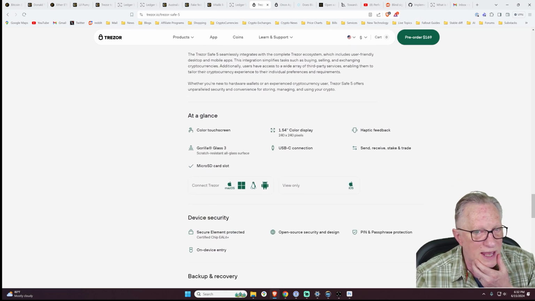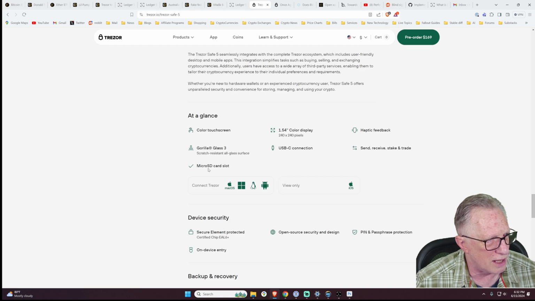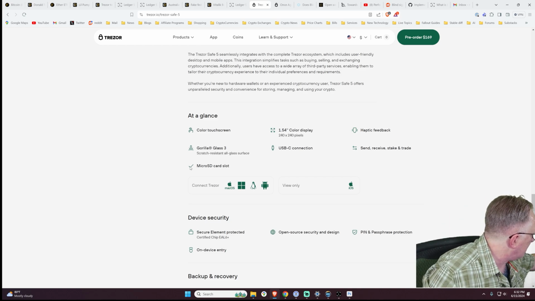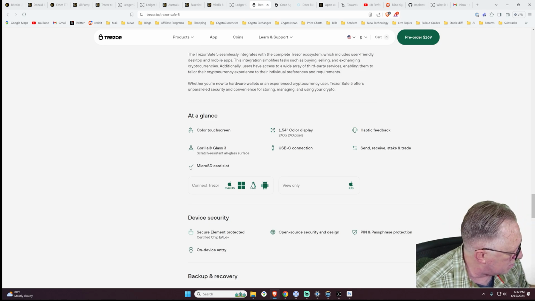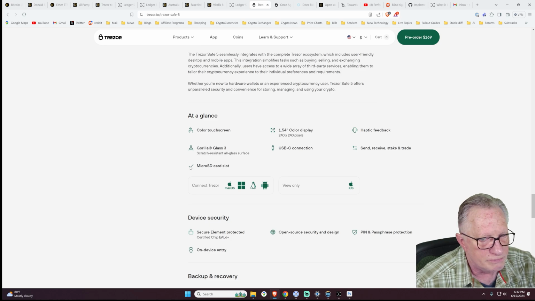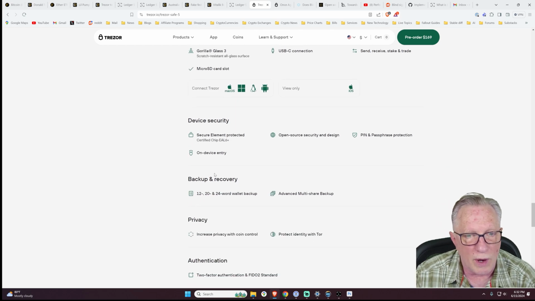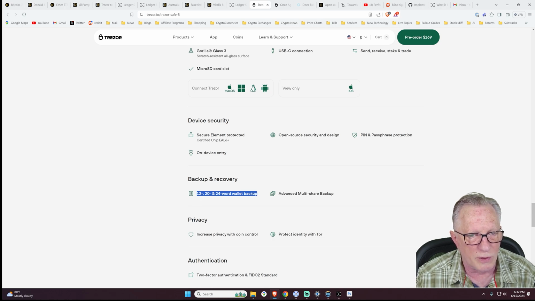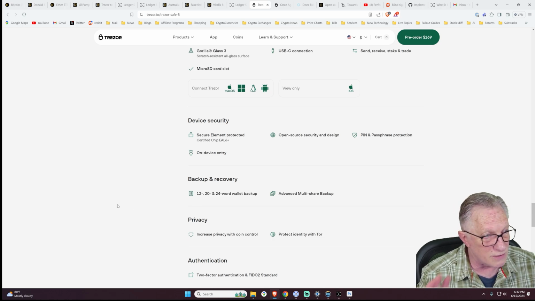And then down here, they say it has a micro SD slot. And I'm like, well, what's that all about? I didn't hear anything about that. It's got a little check mark next to it. I don't think the Trezor Safe 3 has a micro SD card slot. I don't see one. So that's kind of cool, but they didn't bring it up. Oh, and then they have this new backup recovery 20 word. Now, this is very interesting.